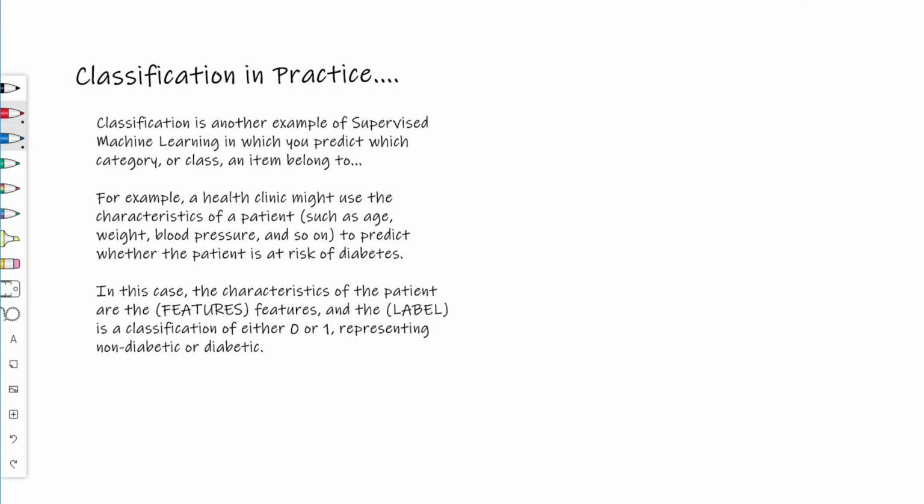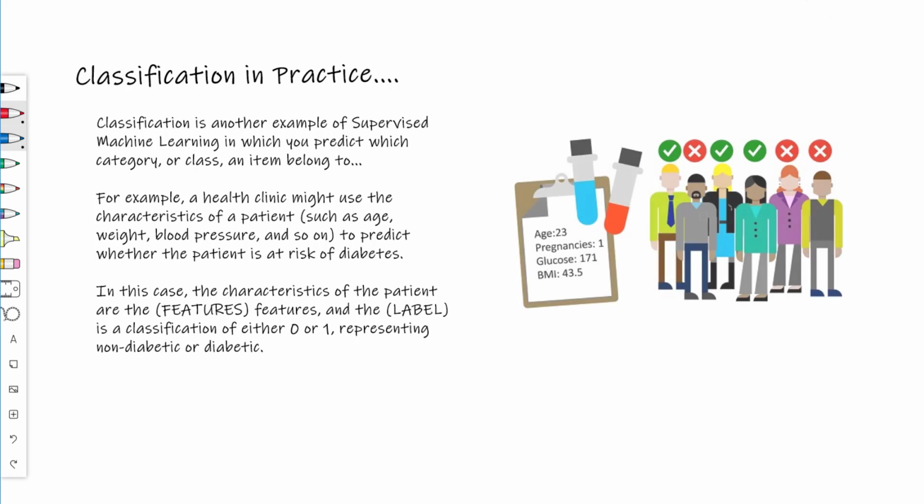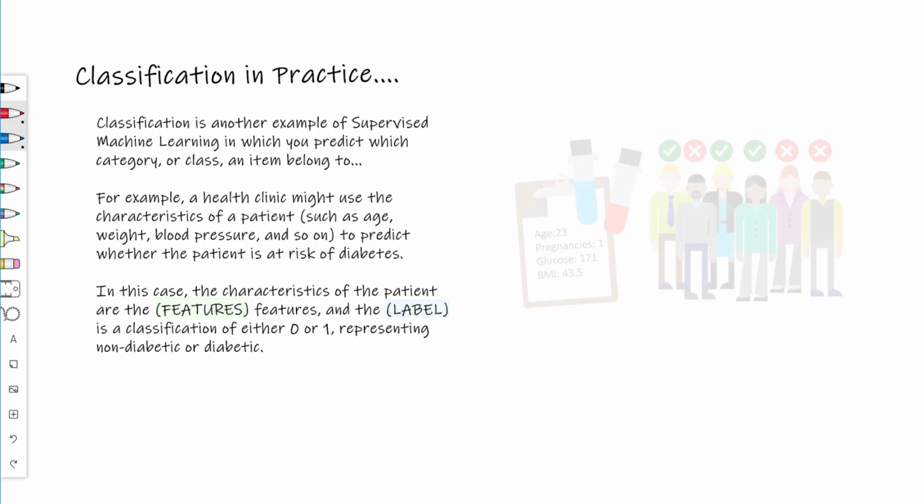So let's look at building another supervised learning example, this time using the classification technique. Now remember, with this model, the algorithm is predicting what category or class an item belongs to. Let's go back to our diabetic example. As discussed, we said that a clinic might use the characteristics of a patient to predict their risk of diabetes. In this case, the characteristics of the patient are the features and the label is diabetic or non-diabetic. Let's jump in and take a look.